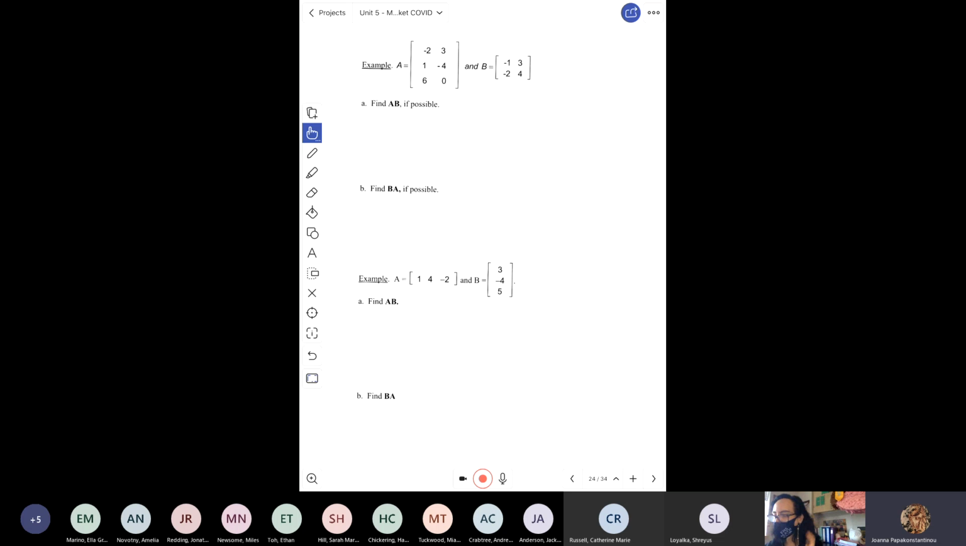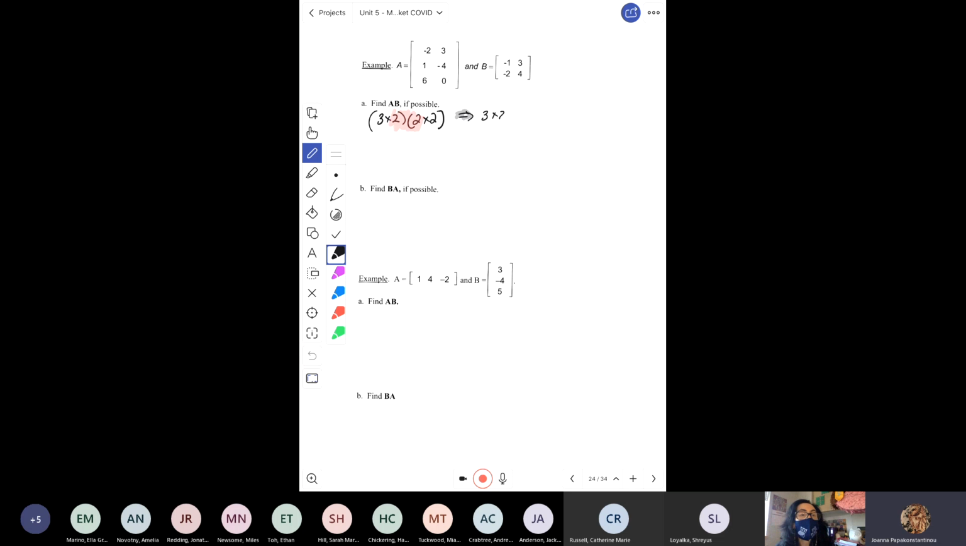Okay, so what might we want to do first? Write the order of everything you're working with. Okay, so the order of A is what? This is a 3 by 2. B is a 2 by 2. Can I multiply them? Yes, these numbers are the same, so I'm good. But what is my resulting matrix going to be? It is going to be a 3 by 2.